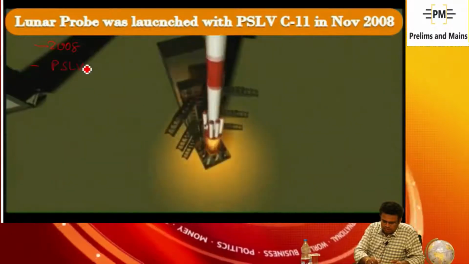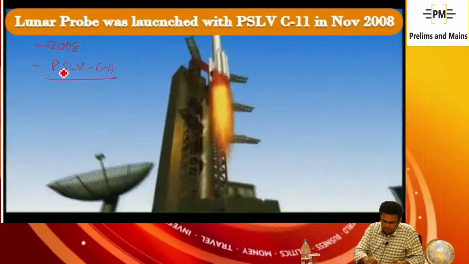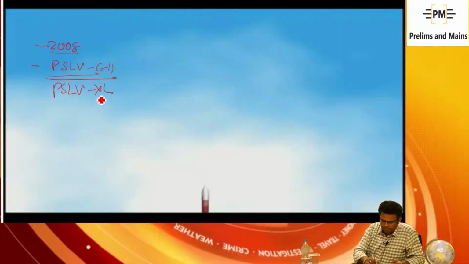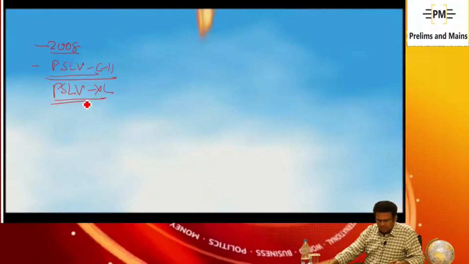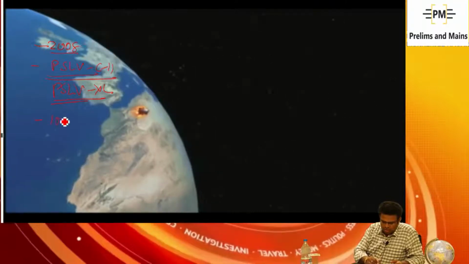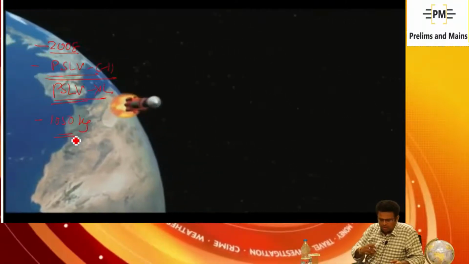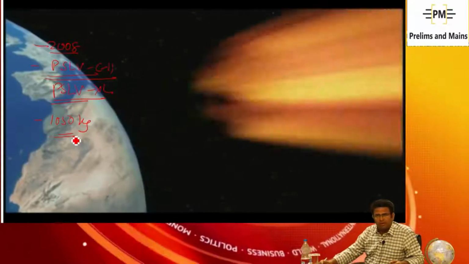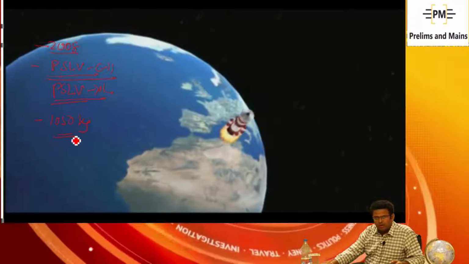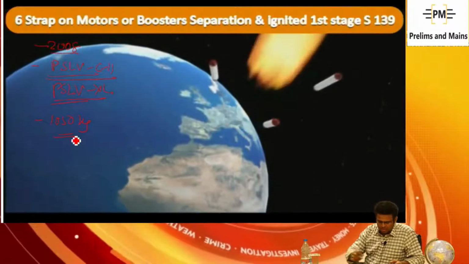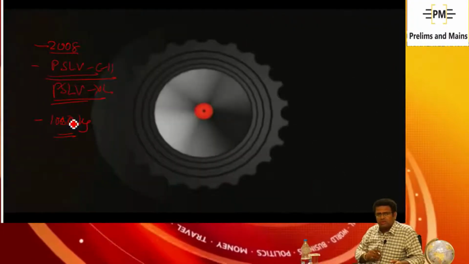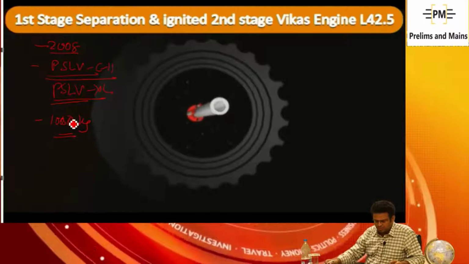PSLV C11, and that is itself a PSLV XL, you know that. We have sent the Chandrayaan satellite, and its weight was 1050 kg. Because if I am sending it very far, the weight can be less. If you forget the exact weight of the payload, nothing to worry, you can say around 1000 kg.